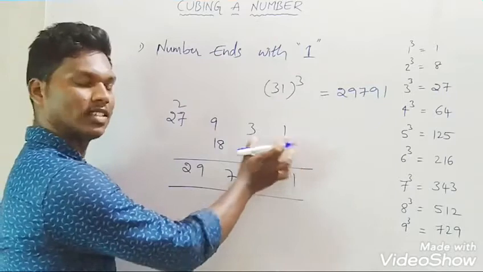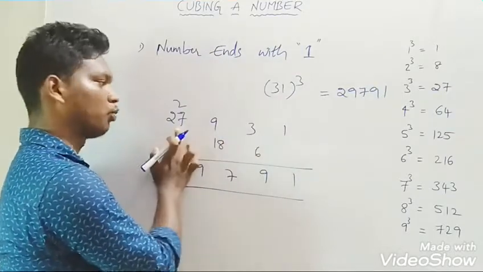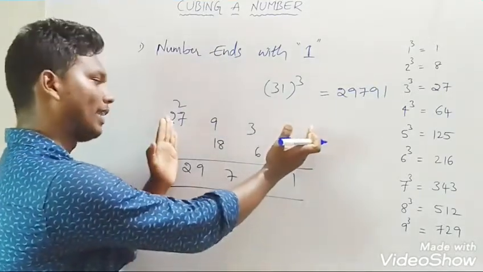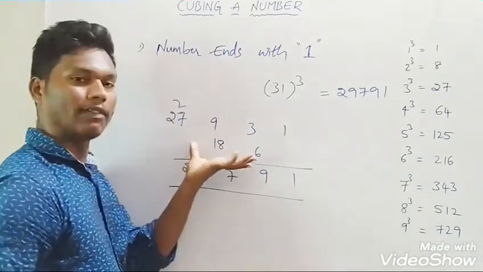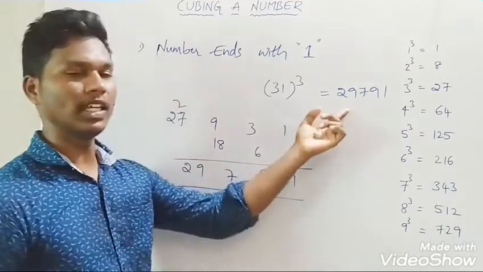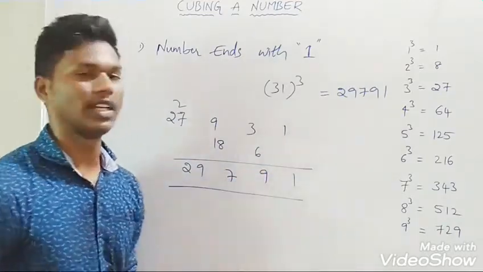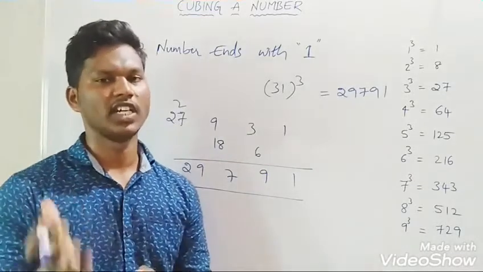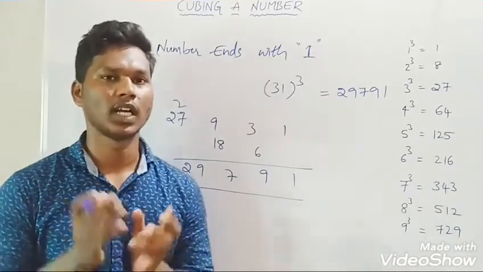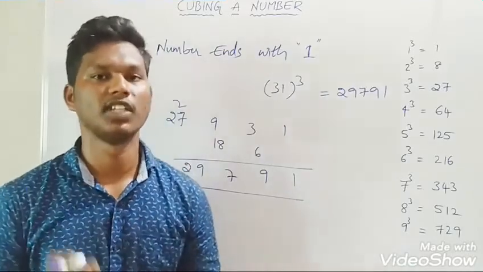I am repeating one more time. Writing 31 as it is. 3 square 9, 3 cube 27. Leave the first one and the last one. Double the 3 will be 6. Double the 9 will be 18. After calculation, finally the result is 29791. So like this, whichever number ends with 1, you can simply crack it within a short period of time.